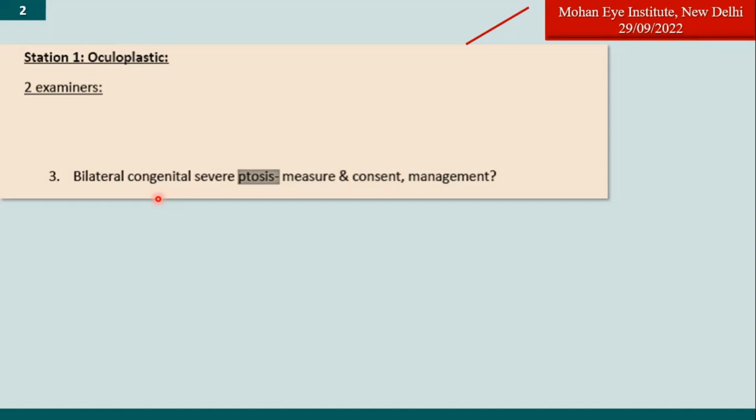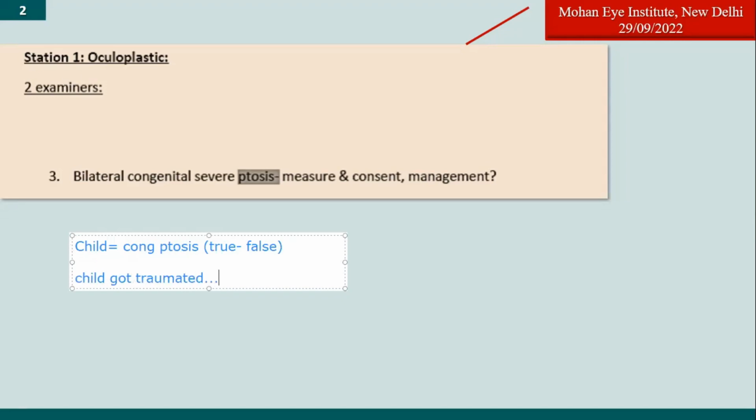Usually when you have a young patient, we think about congenital, right? Lid lag, yes, lid lag is excellent. So if we have a child, does a child equal congenital? Is this true or false? If we have a child patient in the oculoplastic station, does this equal congenital ptosis? Most of the time, yes. Most probably, but not always, because who knows, maybe the child got traumatized and developed traumatic ptosis.